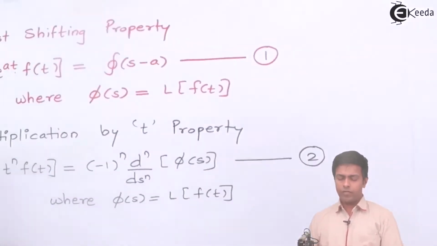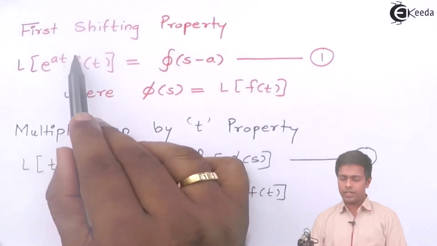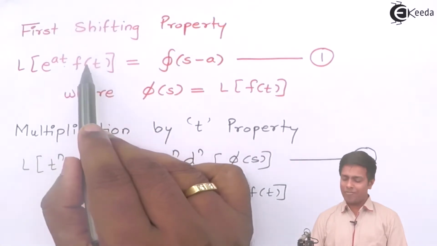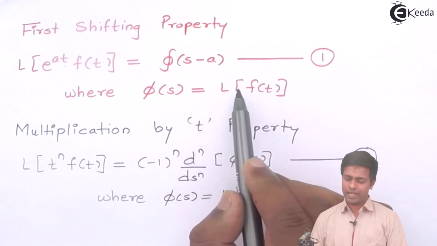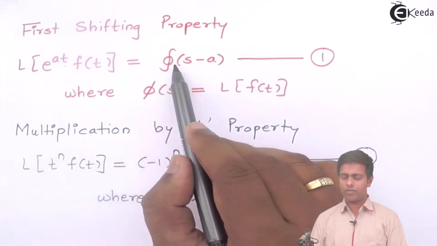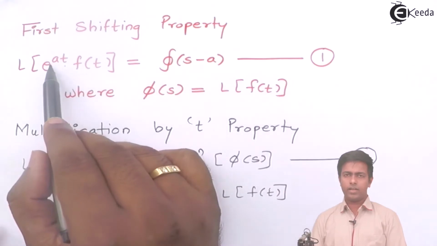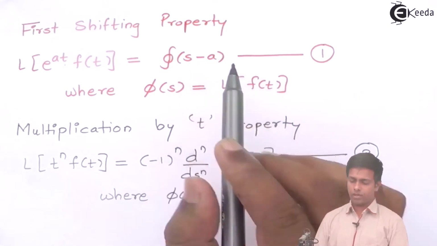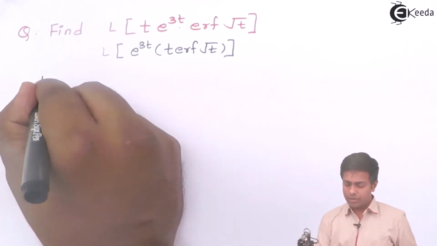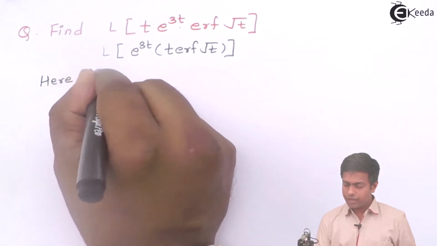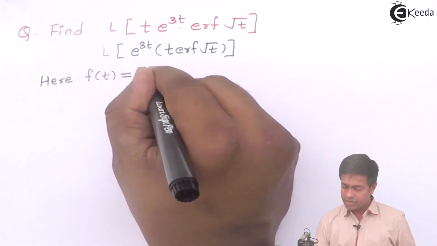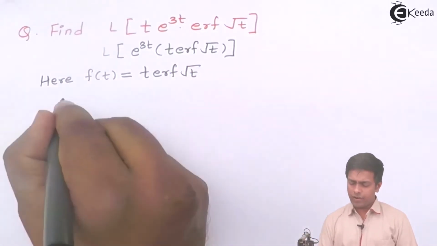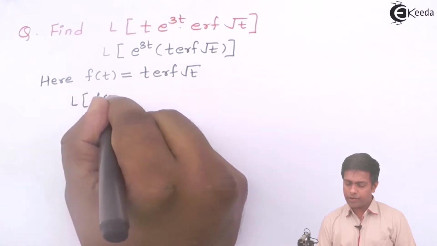So this is the first shifting property, where we consider this function as f of t, and for f of t we get the Laplace, we call it phi of s, and from there we get phi of s minus a. Here a is 3, so we are going to get phi of s minus 3. So let's start. Here the f of t is t error function of root t. So let's find the Laplace of f of t, which will be our phi of s.